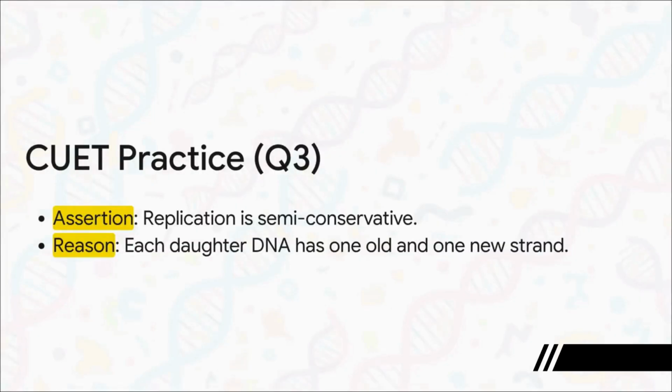How'd you do? All right, the assertion reason question. These can be tricky, but here's the magic trick. First, read the assertion. Replication is semi-conservative. Is that true? Yes, it is. Now read the reason. Each daughter DNA has one old and one new strand. Is that true? Yes, it is.